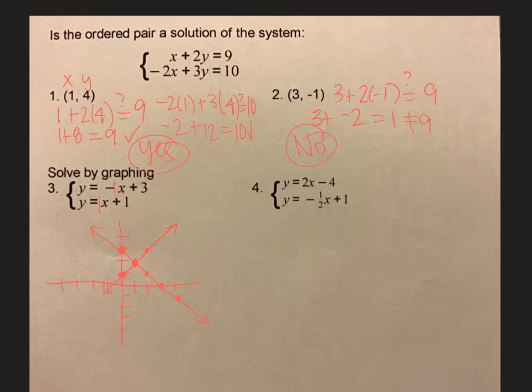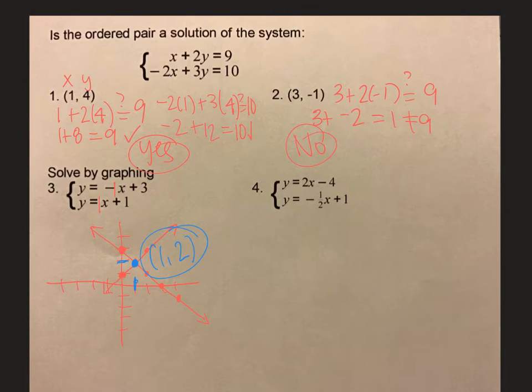So let me change that color. So this point right here is where they're intersecting. So that's going to be our answer. So our x value here is 1. Our y value is at 2. So we just write that as an ordered pair. Always make sure you're writing those as an ordered pair.